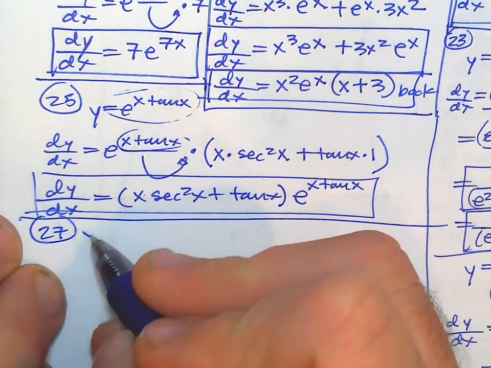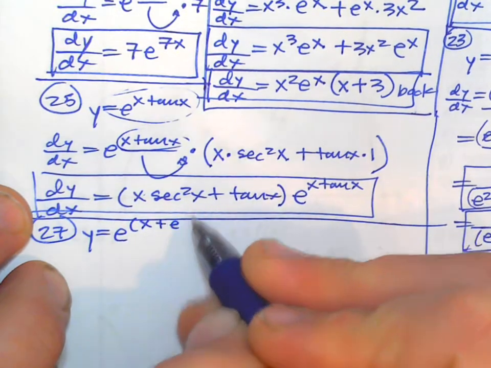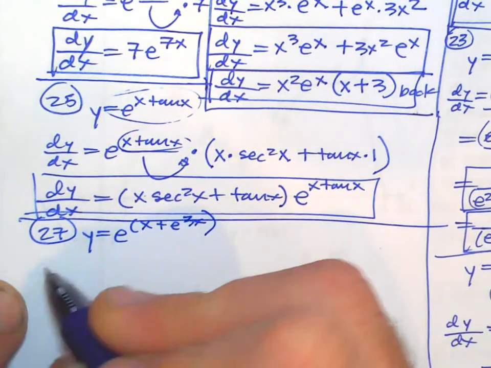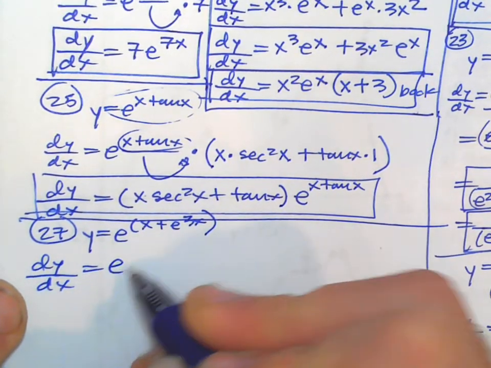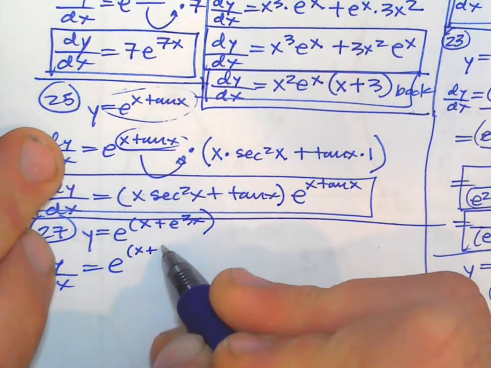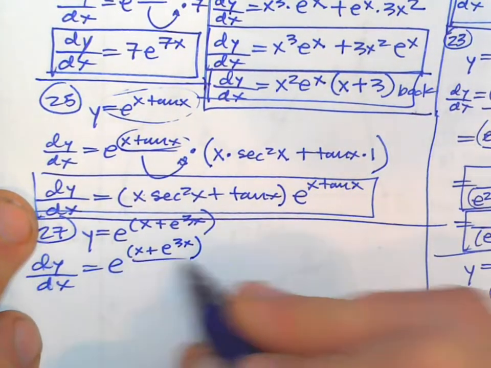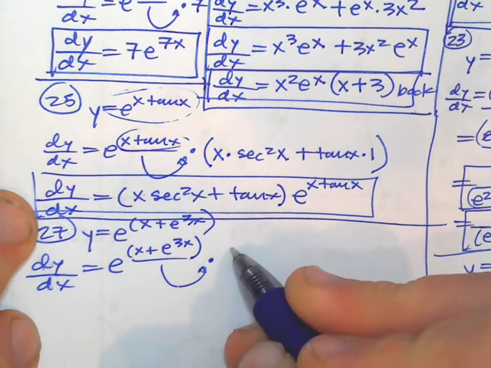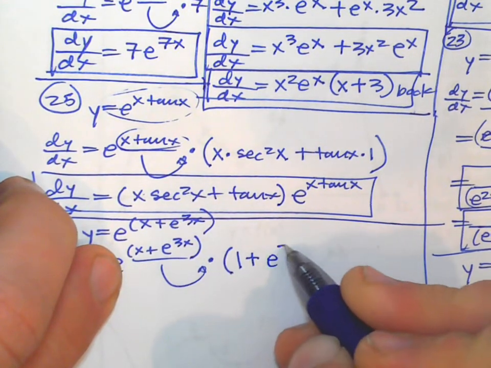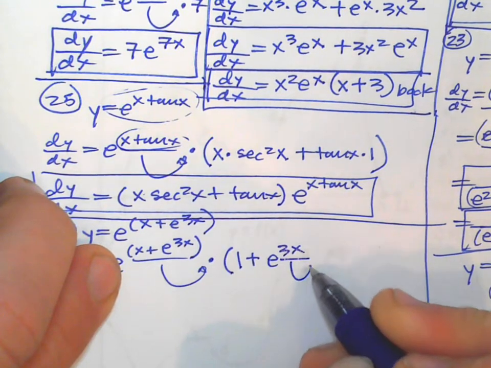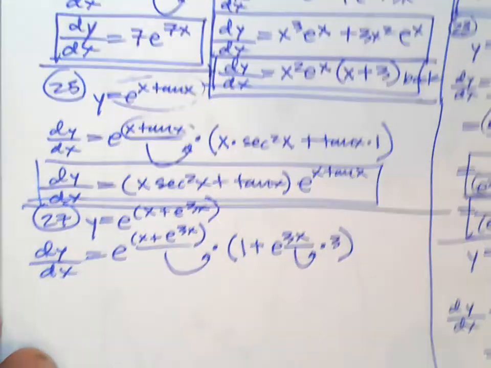27 is y equals e to the parentheses x plus e to the 3x. First of all, everything's inside of an exponential, so it is its own derivative. So that stays the same. But then you have to multiply by the derivative of what's inside, which you better put in parentheses because there are multiple terms. The derivative of x is 1 plus the derivative of e to the 3x is e to the 3x, but then it has its own little chain rule, the derivative of what's inside. You have to use these parentheses.